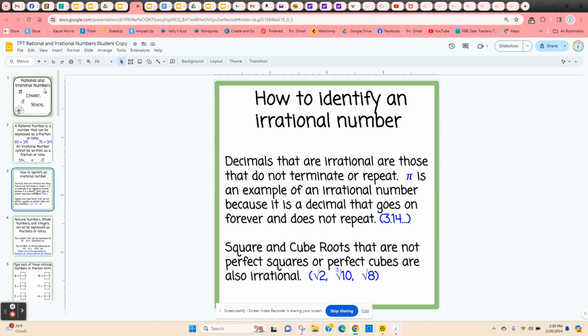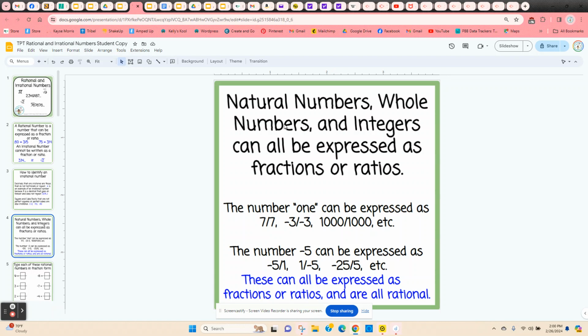So how do they identify an irrational number? Well, first, decimals that go on forever and do not repeat are irrational. For example, pi. So pi is irrational. Square roots and cube roots that are not perfect squares or perfect cubes are irrational. So all the natural numbers, whole numbers, and integers can be expressed as fractions, so they are all rational.